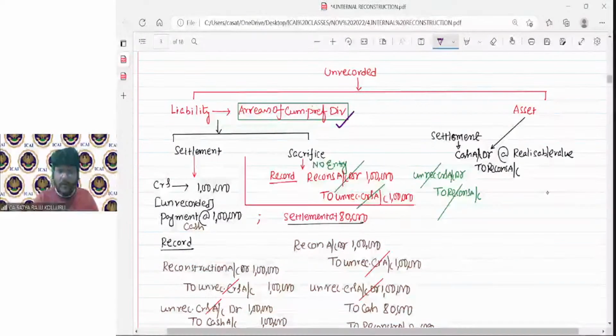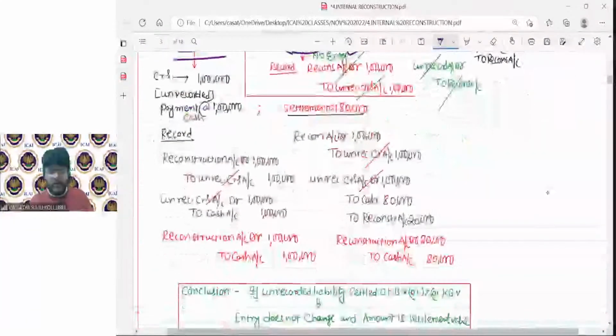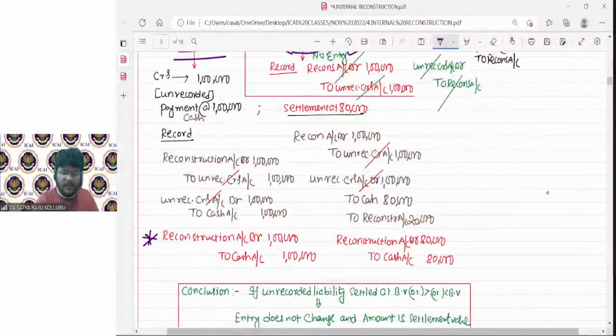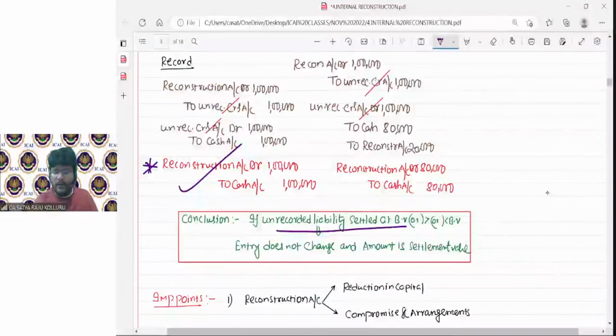Sir, if the entire amount is sacrificed, no entry. If it is settled, you need to check with which value it is going to be settled. With that value, the entry is reconstruction to cash. Do you understand? So the conclusion is clearly given: if the unrecorded liability is settled at book value, greater than book value or less than book value, the entry does not change and the amount is the settlement value only. If it is entirely sacrificed, no entry.